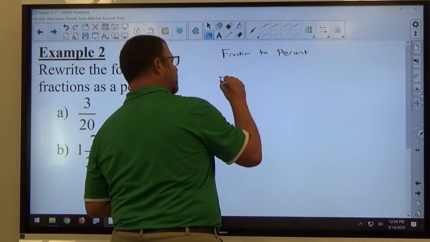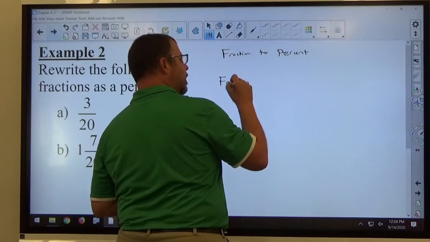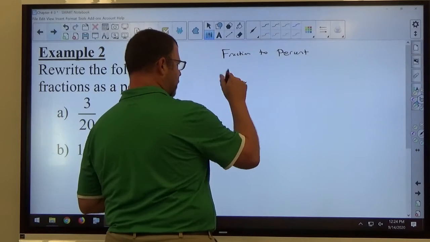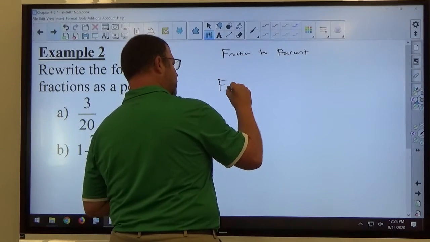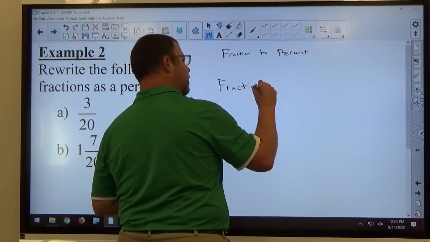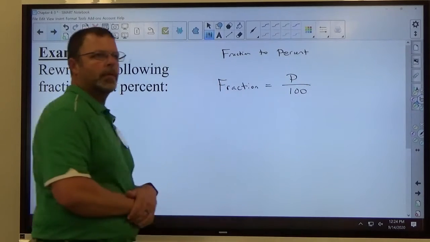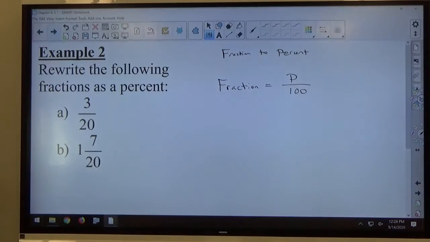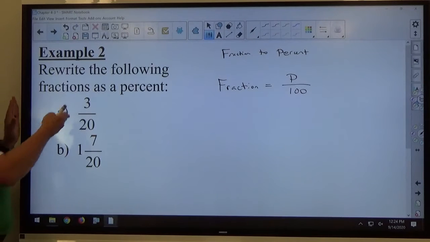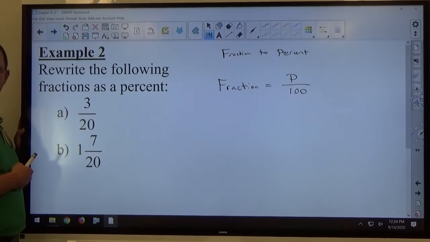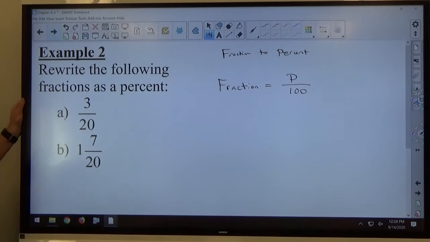Your fraction, whatever it is, equals P over 100. So your left-hand side is a fraction such as 3/20ths or 1 7/20. You want your fraction to be an improper fraction or a proper fraction. You don't want mixed numbers, right? But again, the fraction they give you equals P over 100. P is the answer to the problem.